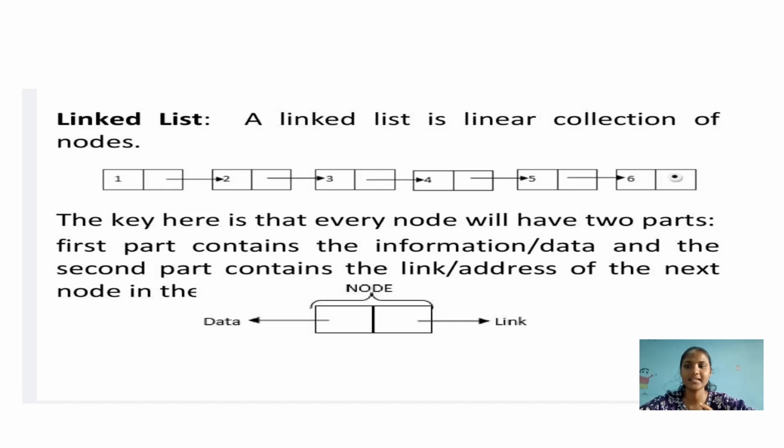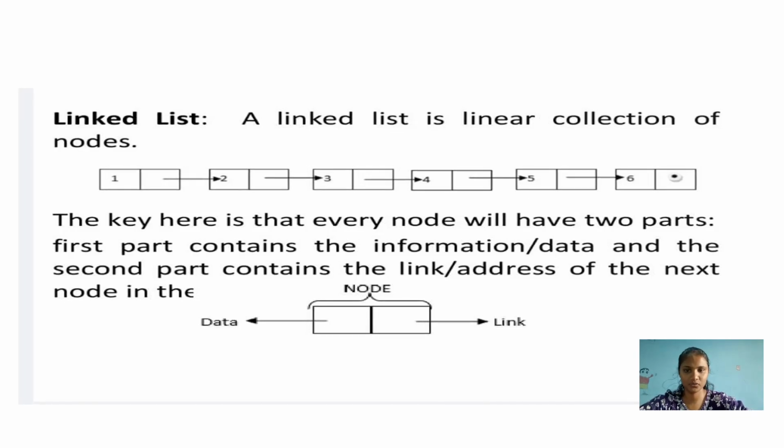A linked list is a linear collection of nodes. The key here is that every node will have two parts. The first part contains the information or data part, and the second part contains the link or address of the next node. Here is the visual representation of how we represent a node.